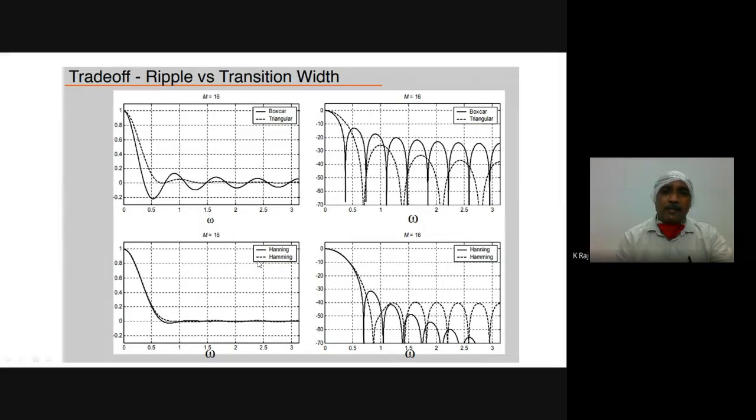Similarly, in the second example, we have considered the Hanning and the Hamming window. Here, if we see the magnitude response, then more or less the performance of the Hanning and Hamming windows is approximately the same. But if we consider the main lobe width, then the main lobe width of the Hanning window is slightly less than that of the Hamming window, and the side lobe attenuation of the Hamming window is slightly greater than that of the Hanning window.